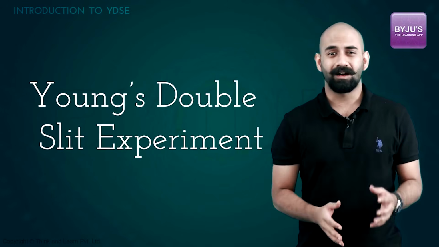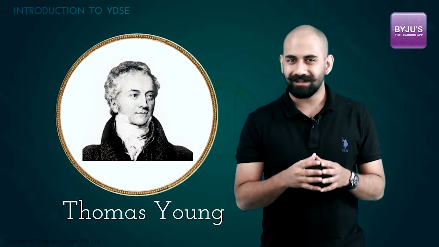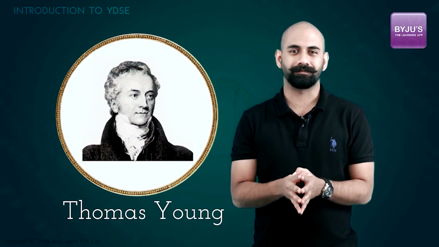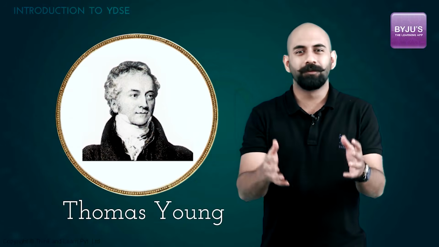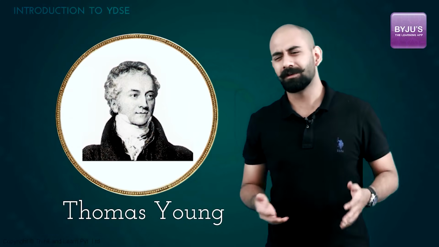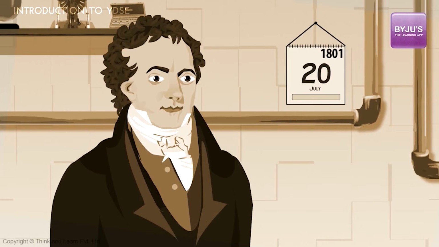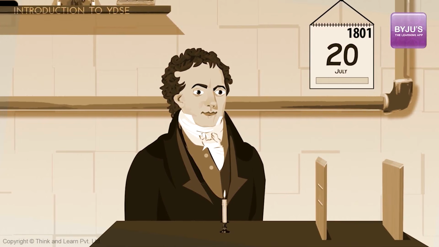Now it's time to talk about one of the most iconic experiments of all time, the Young's double-slit experiment. Thomas Young performed this experiment in 1801. This experiment literally changed the way the world viewed light itself. The setup was extremely simple. All he had was a source, two slits, and a screen on the other side.